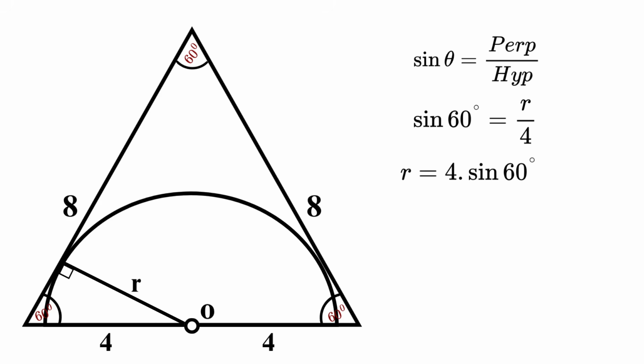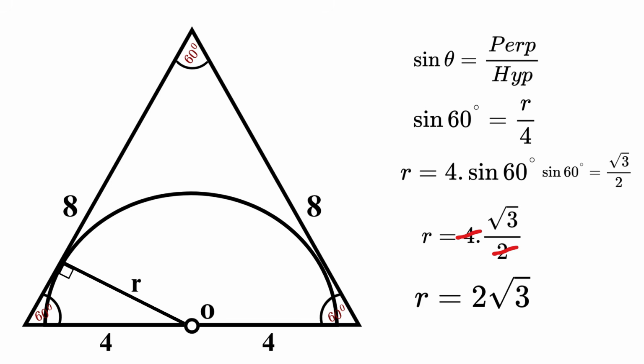Now, we know the value of sine 60 degrees is square root of 3 divided by 2. So, substituting the value of sine 60 degrees, R equals 4 times square root of 3 divided by 2. Now, we simplify: this 4 and this 2 cancel, giving us R equals 2 times square root of 3 units.